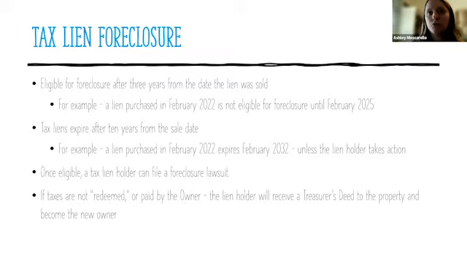So you went to the auction online, you put in your interest percentage bid, and you were the lowest and you win, and you get a tax lien from the state. It's also a little bit interesting.